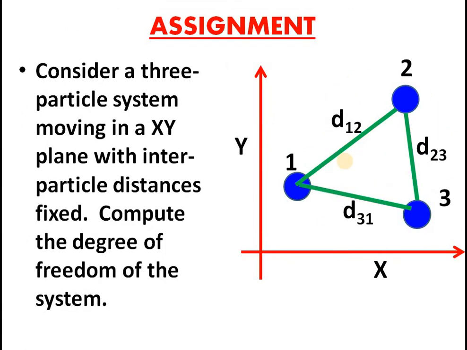Here is the next question. Consider a 3 particle system moving in an xy plane with inter-particle distances fixed. Okay, d12, d23, d31, like that. The inter-particle distances are fixed, but the system as a whole is not fixed. The system can move in the xy plane, but not in the z direction. So I gave you a clue, not in the z direction. So the question is, compute the degrees of freedom of the system.